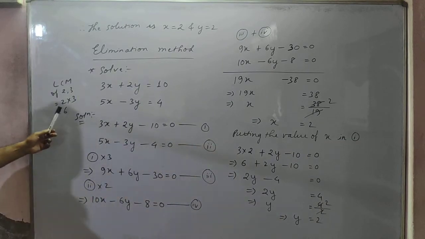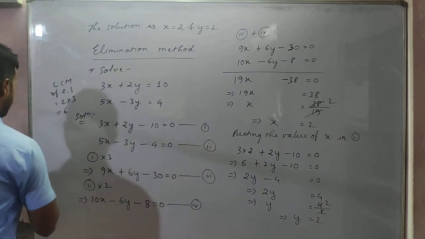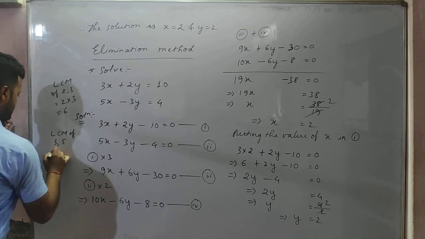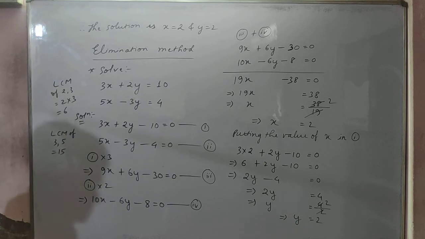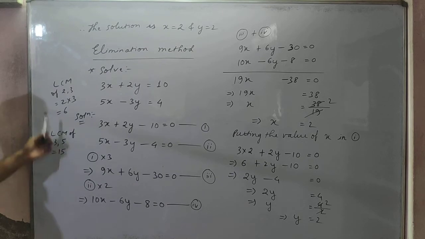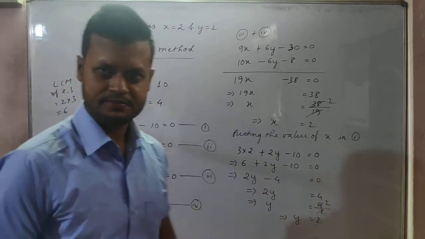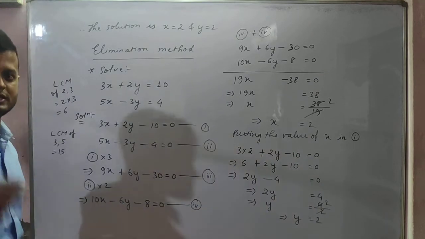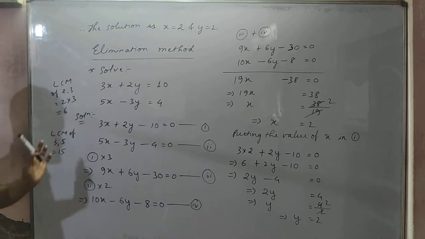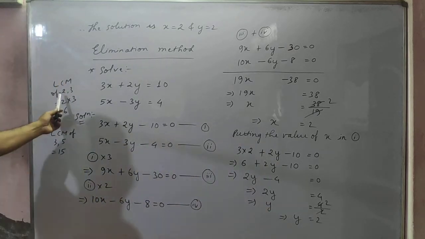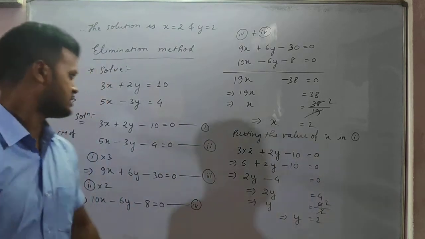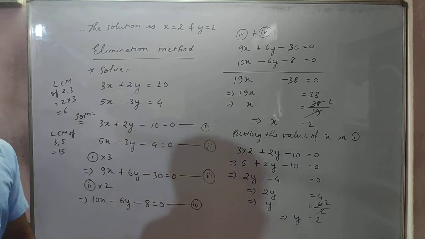What is the LCM of 3 and 5, students? The LCM of 3, 5 is equal to 3 into 5, that is 15. No common factor, isn't it, between 3 and 5? So LCM of 3 and 5 will be 15. The LCM of 2 and 3 will be 6. Now which is the lesser one? 6 is small and 15 is big, isn't it? LCM of 2 and 3 is 6 and LCM of 3 and 5 is 15. Which is the smaller LCM? 6. So we will choose 6.